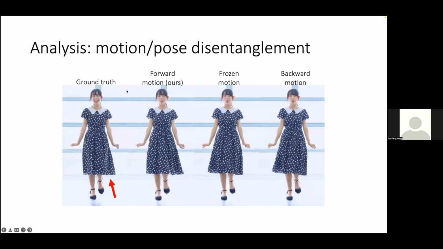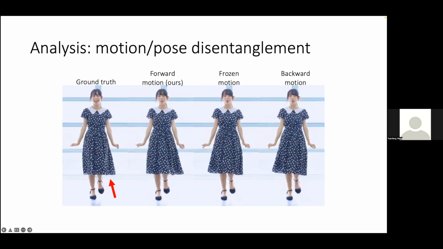So as you can see here, for the first column, we show the ground truth image. Actually the girl is moving towards her right side, so the cloth is dragged a bit left. If we feed the network with forward motion, which is playing it in the normal direction, you will see that the cloth we synthesize is also a bit dragged to the left.